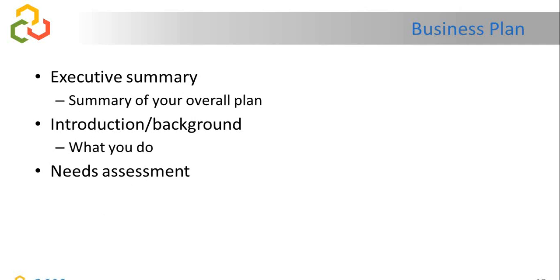So now we're going to look at each section of the business plan just to go over an idea of what each one is going to entail. So your executive summary, as you know, is going to be the summary of your overall plan. Your introduction and background is going to be what you do, and your needs assessment you should have already done. So those introduction and background and needs assessment should have already been completed in your first step. So it's going to be really easy to fall into it.